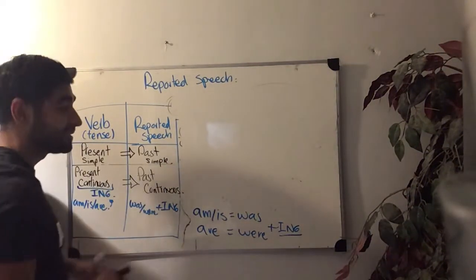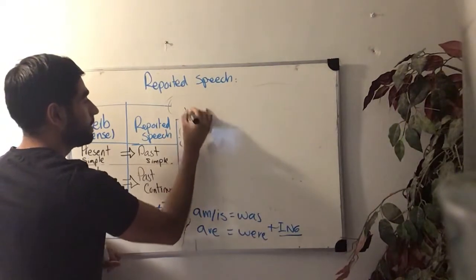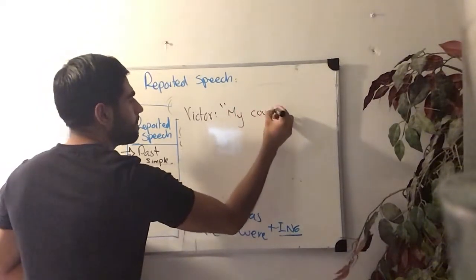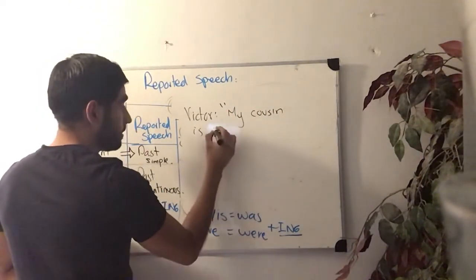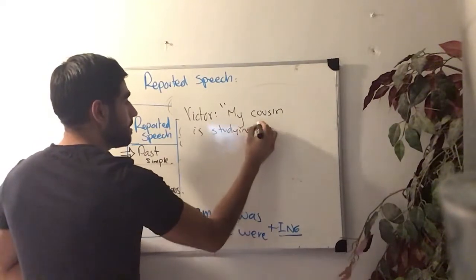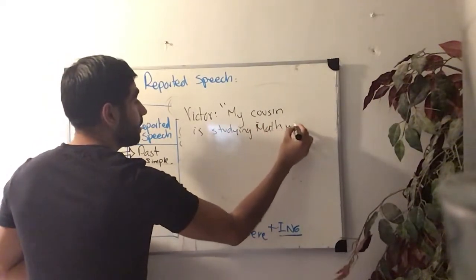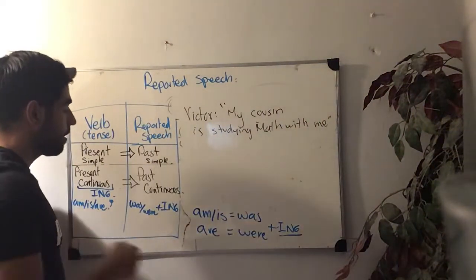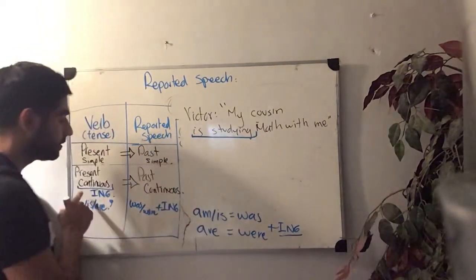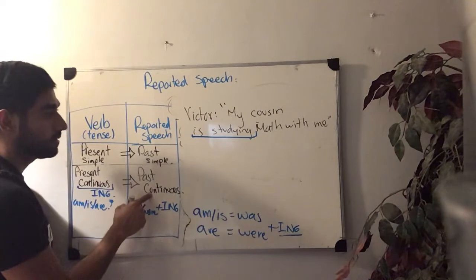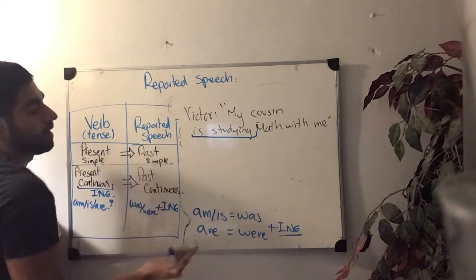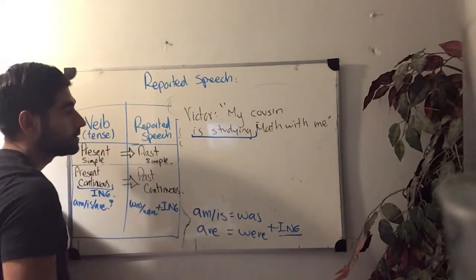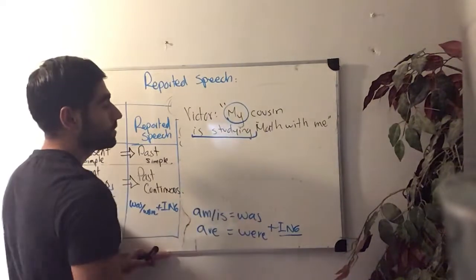Another example, and the last example I think will be this one. Victor is telling us this: My cousin is studying math with me. Yeah? Okay, so in this case, what do we have? Our main tense is present continuous, yes? And we have to change to past continuous. Over here, we have another different verb to be. And as you guys remember, when we have this one, we change it to was. And the verb is going to be exactly the same in ing form. What else do we have to change? Personal information, my and me.